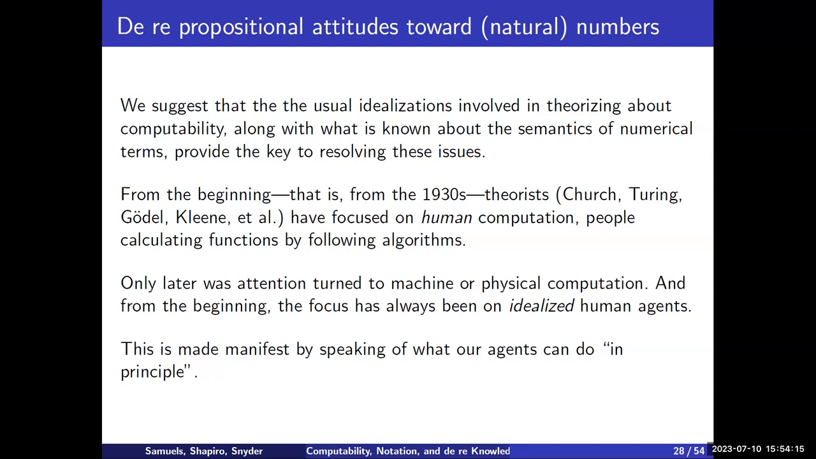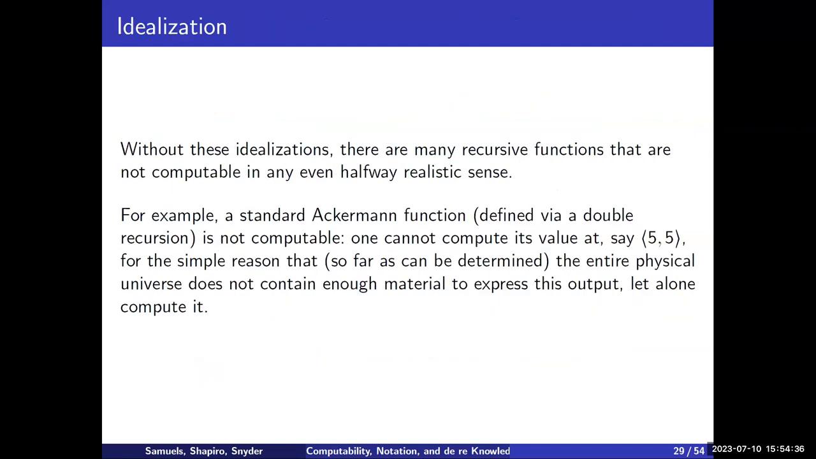Theorists, Church, Gödel, Kleene, and so on, have focused on human computation, people calculating functions by following algorithms. Only later was attention turned to machine or physical computation, and from the beginning, the focus has always been on idealized human agents. This is made manifest by speaking of what our agents can do in principle. Now, without these idealizations, there are many recursive functions that are not computable in any halfway realistic sense.